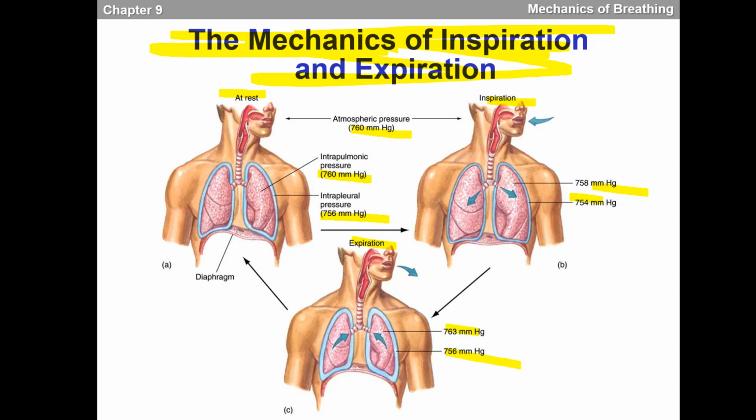Right, so let's go. Here at rest, there's no difference in pressure between these two, so no air is moving. Here, the atmosphere has a lower pressure, so air will move from inside to out. And then here, your lungs have a lower pressure, so the air will flow in. So inspiration versus at rest versus expiration.